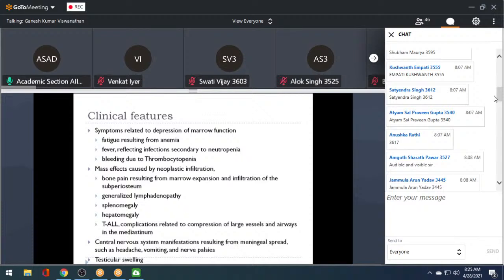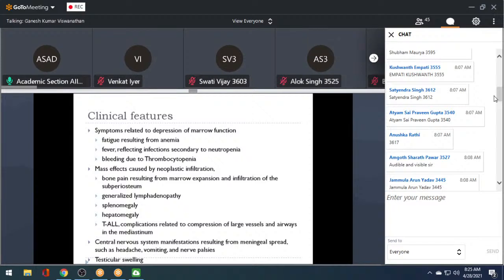Now, as more and more literature and research are becoming available, we are understanding that a large proportion of the leukemias have some genetic abnormalities as the cause of the leukemia. And they help us in understanding the disease as well as in diagnosing the disease.